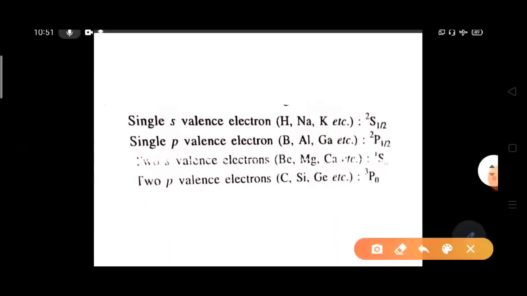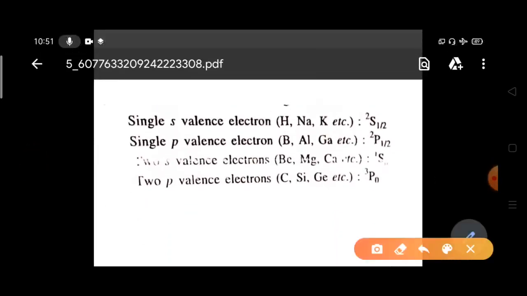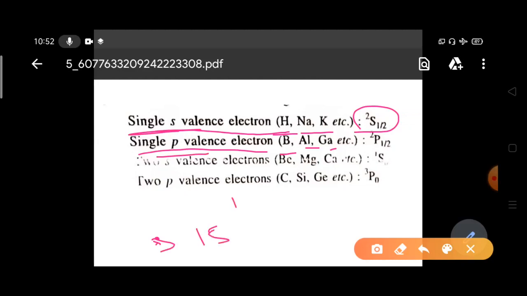These are also some spectroscopic term notations. For a single s valence electron, like hydrogen, sodium, potassium, they have 2S1/2. For single p valence electrons, like boron, aluminium, gallium, etc. So for a p valence electron or s valence electron, single means that there is only one, like hydrogen, that is 1s1. So this kind of thing.